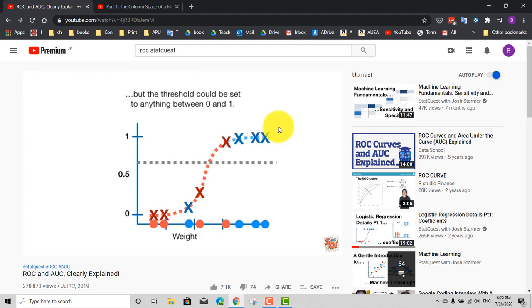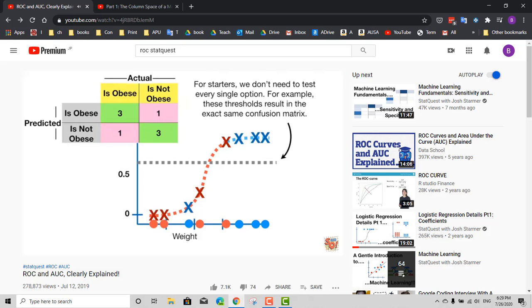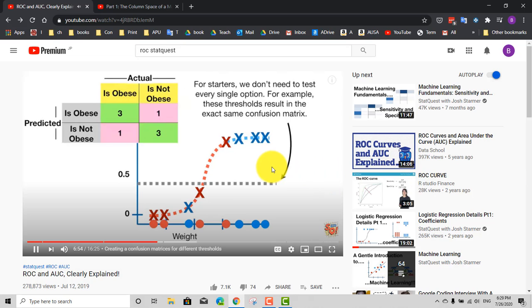But the threshold could be set to anything between 0 and 1. How do we determine which threshold is the best? For starters, we don't need to test every single option. If you have the threshold here, and you bring it down a little bit more or up a little bit more, it doesn't really make any difference. You're still going to do the same classification that you would at 50%. So some of the shifts that you could make don't make any difference.